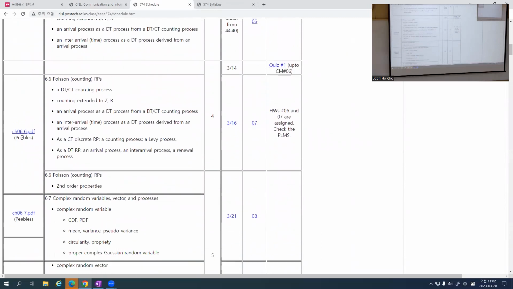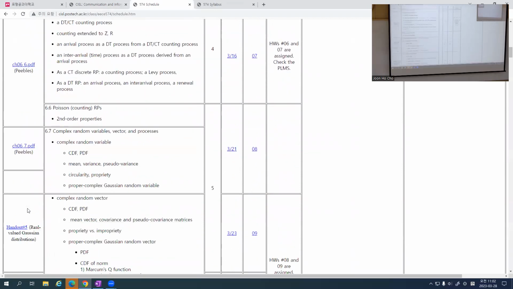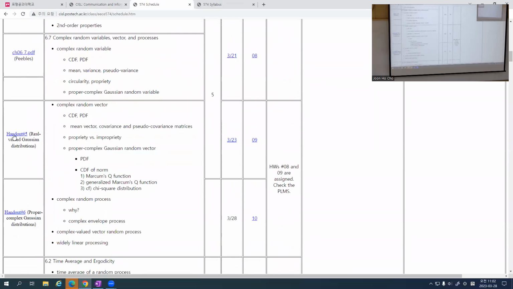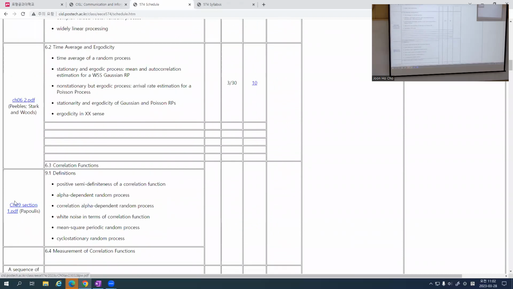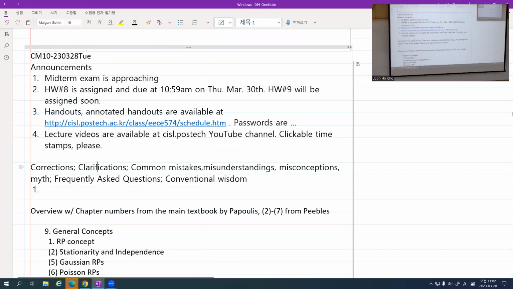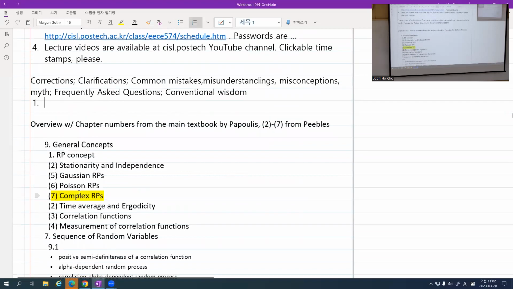For the passwords, as always, for example, this one has password 6 in lowercase letters, and I believe these handouts are not password protected. However, this chapter 9, section 1 may have password 9 instead of 1. So if 9 does not work, try 1. And if it does not work either, then let me know, okay? So corrections, clarifications, I have not found anything from the last class meeting.